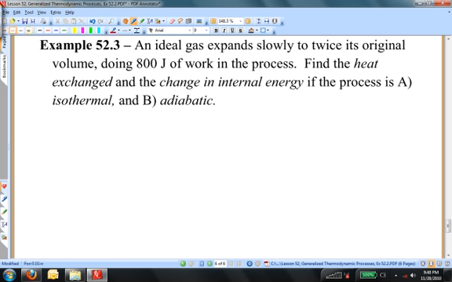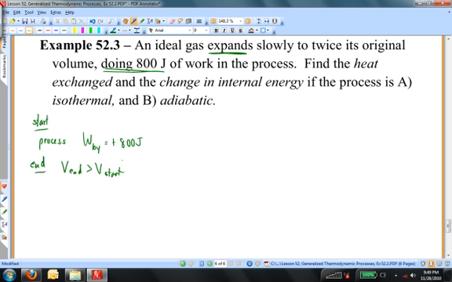So let's think about what's going on here. We have a certain starting situation. I don't know what the pressure and the volume are, but they're a certain amount. Then, during the process, what ends up happening is that the gas does 800 joules of work. So the work that's done by the gas is equal to plus 800 joules. And then at the end, what we know is that because the gas expanded, the volume at the end is going to be greater than the volume at the start.